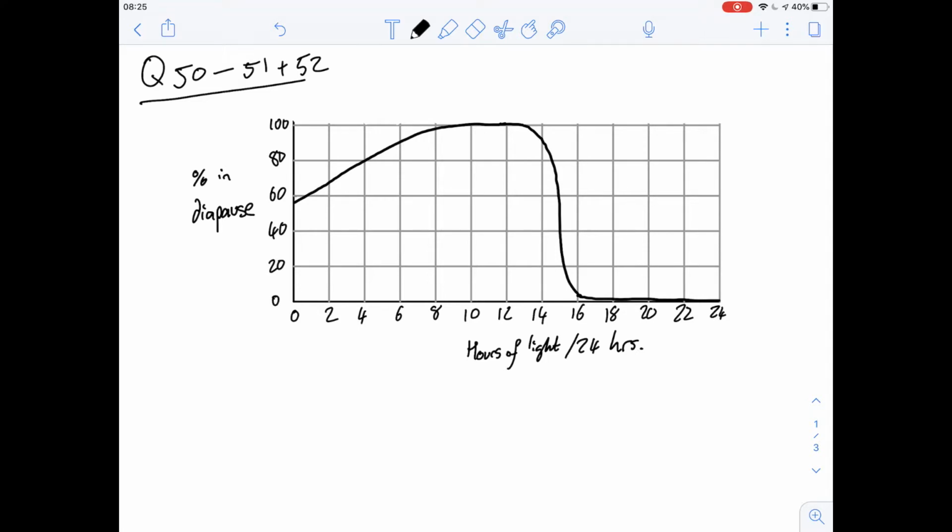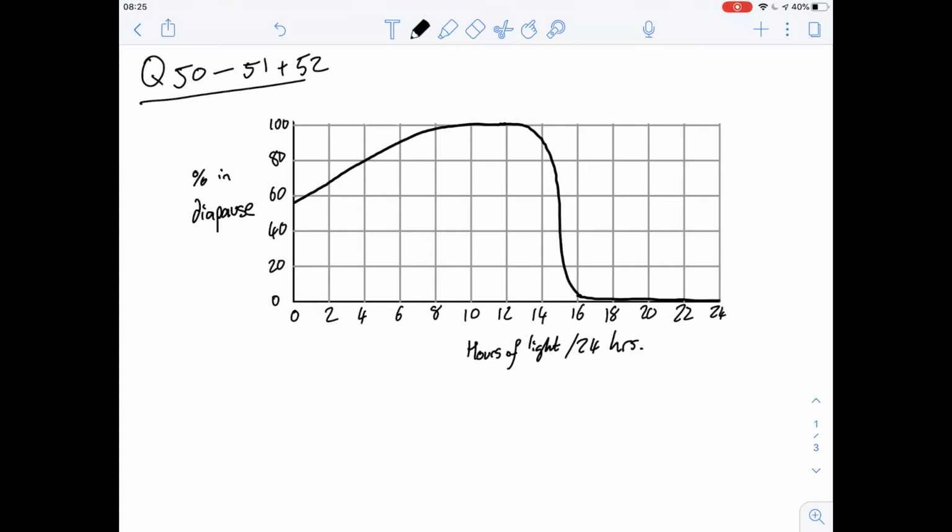So we're told that there's this thing called diapause, which is when an insect stops growing and developing. And so then there was a study done that had a look at how hours of daylight per day affected the percentage of these flies in diapause. So that's the graph that I've copied out here.